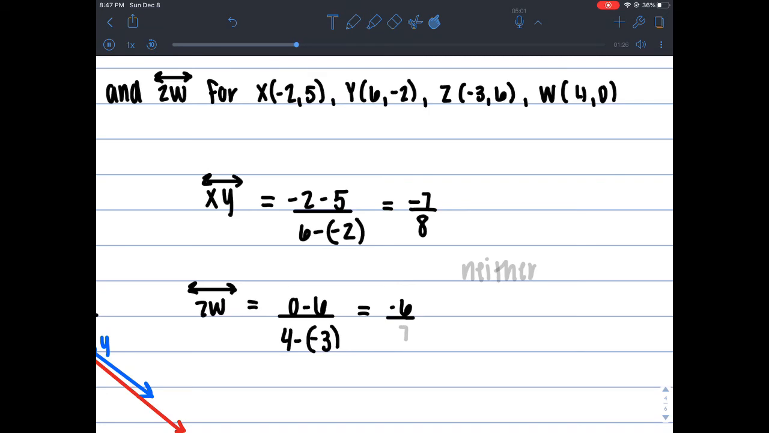So since these two slopes don't equal each other, and their product isn't negative 1, this means that these lines are neither perpendicular nor parallel.